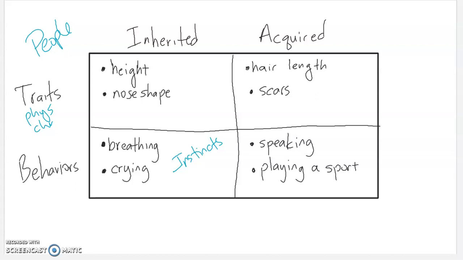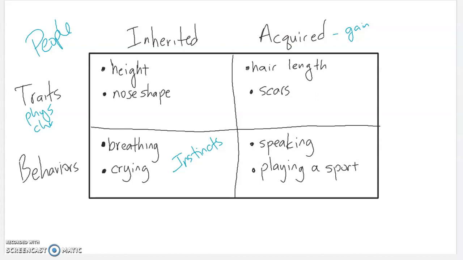Acquired traits and behaviors are things that you gain or choose through life. So in people, that'd be things like your hair length. You don't inherit your hair length. You control your hair length by cutting it or not. Scars are also an acquired trait. They're a physical feature, but you didn't receive them at birth from your parents. They're things that happen to you over the course of your life.